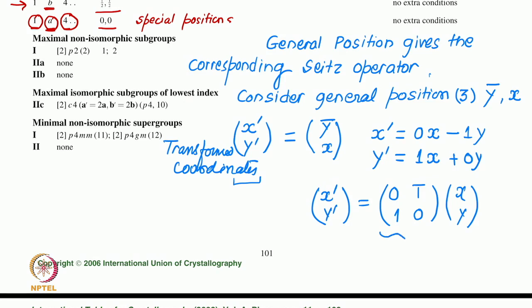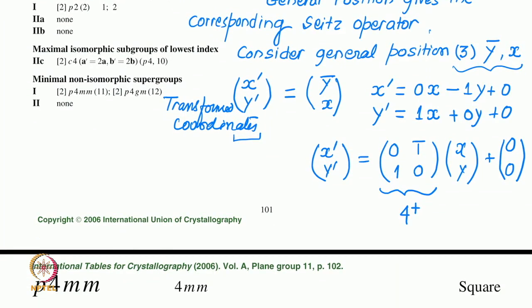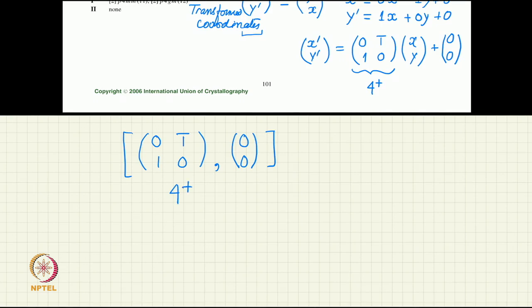So can you see that the 90 degree rotation matrix, the matrix for 4 plus, has been recovered just by this coordinate, this 3, y bar x. If you interpret it carefully, it gives you the corresponding rotation matrix. In this case, there is no translation involved, so we can write that also, 0 and 0. So the sites operator corresponding to this whole operation becomes 0, 1 bar, 1, 0, comma, 0, 0. 4 plus rotation and no translation.